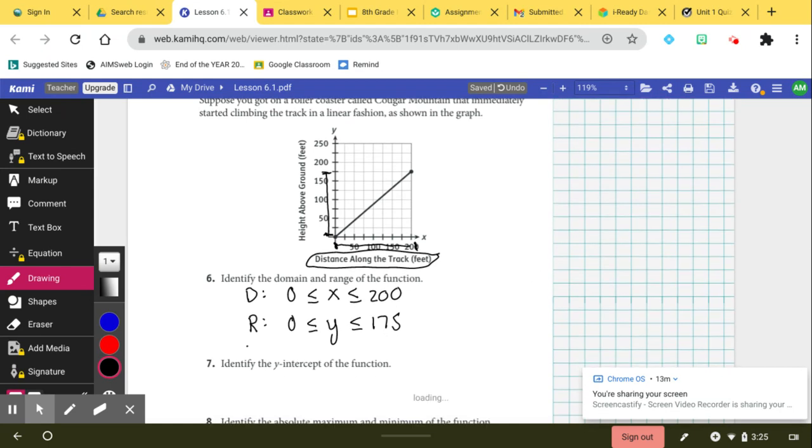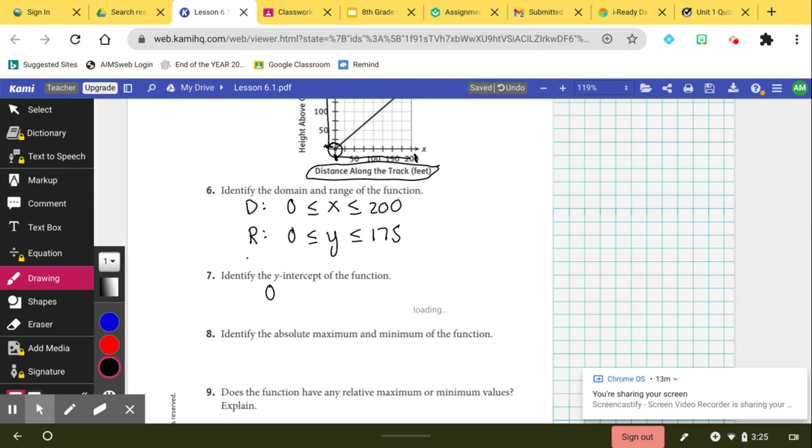Then 7 says identify the y-intercept of the function. Well, where does it cross the y-axis? Well, it crosses right down at 0, 0. So my y-intercept is 0. Or you can think about it as the point 0, 0. So when x is 0, y is 0.